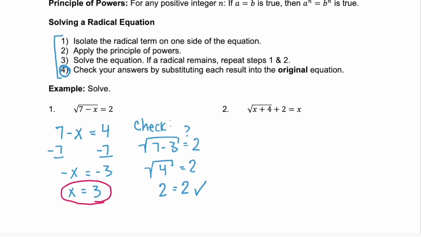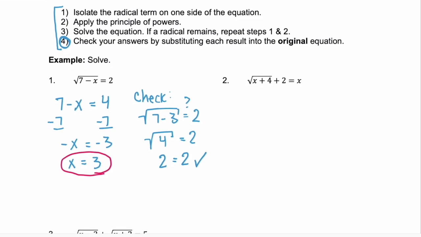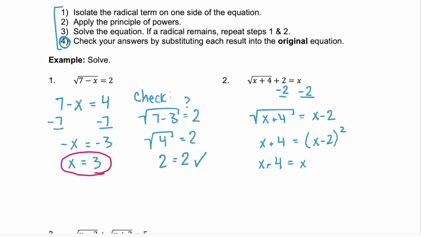Now look at example 2. Our radical is not isolated. There's a plus 2 at the end. Step 1 says to isolate. So subtract 2 from both sides, and we've isolated that radical of x plus 4 on the left, and we have x minus 2 on the right. Now we need to square both sides, so we get x plus 4 equals x minus 2 squared. We need to actually square the right-hand side, and that'll give us x squared minus 4x plus 4.